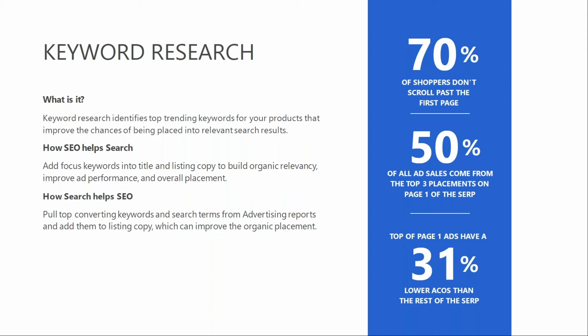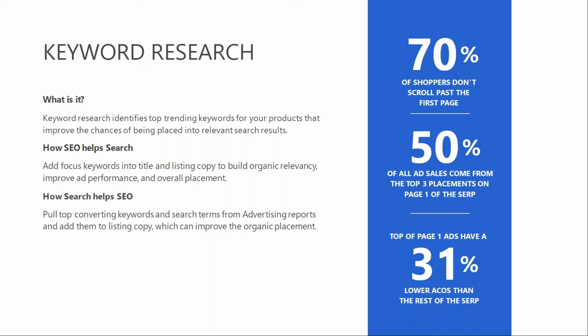With that being said, you can see the stats on the right and why it's very compelling to take this seriously. 70% of all shoppers don't scroll past the first page. So placing for the SERP, the search engine results page, and making sure that you have the right keywords and your listings are optimized and converting for those keywords, that's part of the algorithm that you're going to be able to gamify to move up in your rankings.